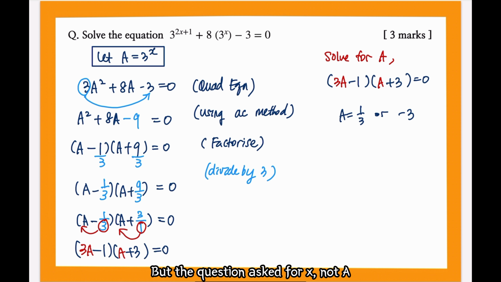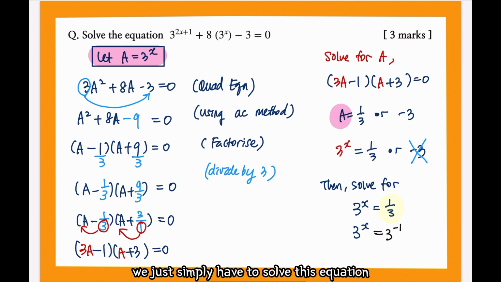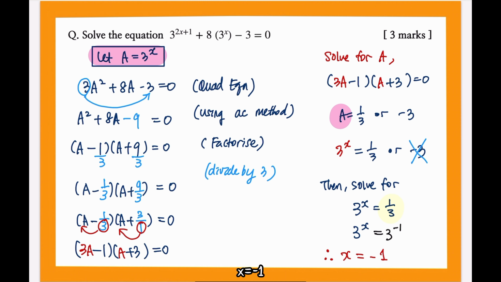But the question asks for x, not a. So let's go back to the substitution part. We just let a equal 3^x. So that means 3^x is equal to 1/3 or minus 3. However, 3^x cannot be negative, so we reject minus 3. Now we have to solve 3^x equals 1/3. Since 1/3 is equal to 3^(-1), we just simply have to solve this equation, which is x equals negative 1.